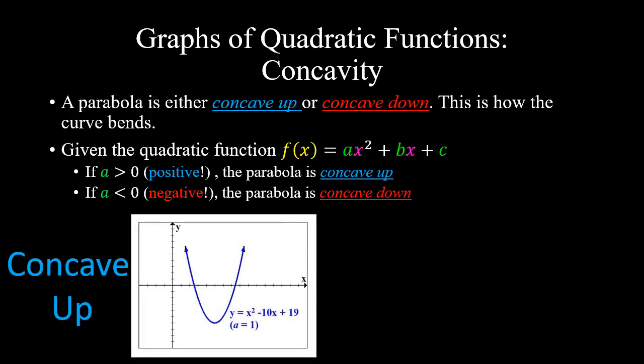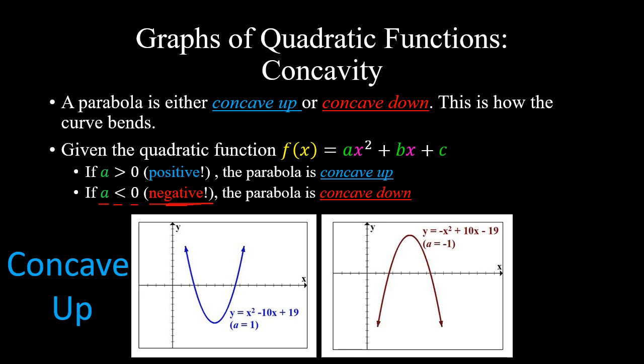But what if we don't have a positive A coefficient? So if A is less than 0, meaning if A is negative, the parabola is concave down, okay? And we get that sort of A shape. So if you look over here at this next graph I threw up, it's almost exactly the same as the first one, except it's got a -1 for A. So this is the graph of y equals negative x squared plus 10x minus 19. And here all my signs are switched. So I switched all the signs. They're the opposite. And now our graph is concave down, okay?